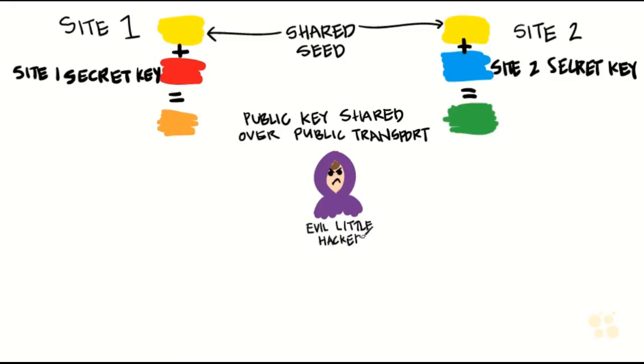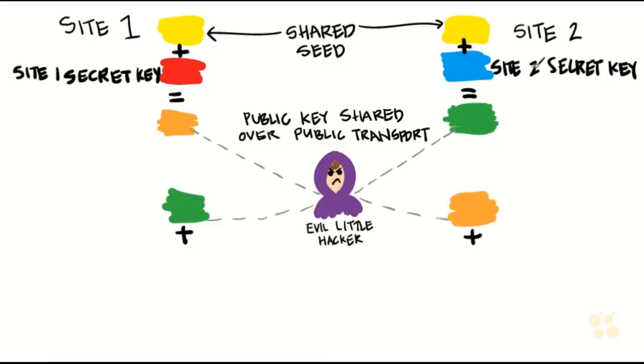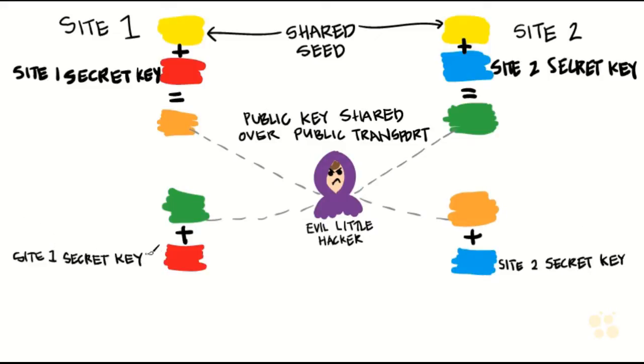Now, a hacker in the middle may very well get copies of everything. They might know the seed value, yellow, that we started with. They might see the two colors that are public keys, so the green and the orange on there. They may understand that, but without knowing what those private keys actually are, it won't do you any good. Because the next thing we're going to do is take that public key, add our private key back to it, and now we have an encryption key.